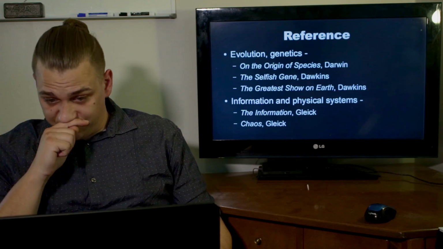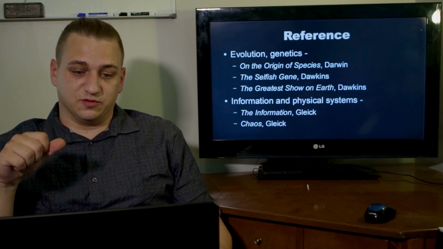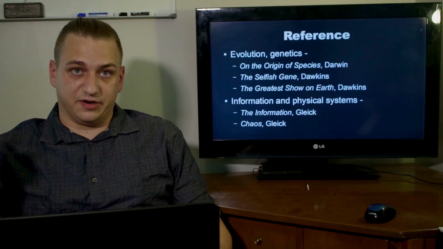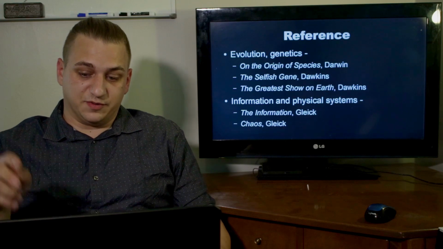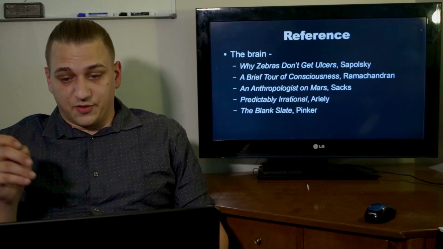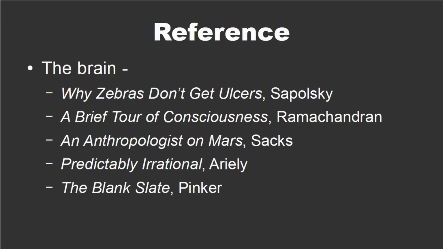For some basics in information theory and physical systems, you'll want to read two books by James Gleick, The Information and Chaos, both of which are very highly recommended. Both of these books fundamentally shaped my thinking. For books on the brain, I would recommend these. They are each important in their own way, and if you continue on with books from Sapolsky, Ramachandran, Pinker, or Sachs, there will be a lot that's worthwhile.